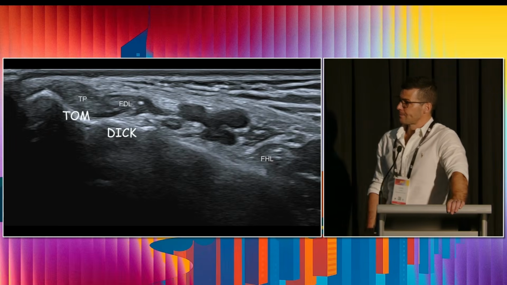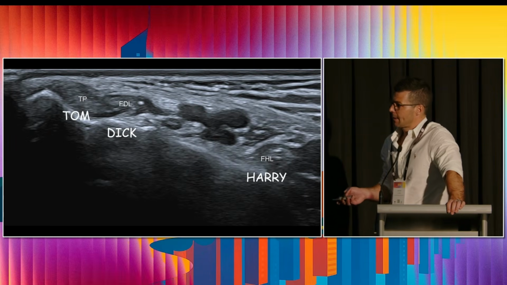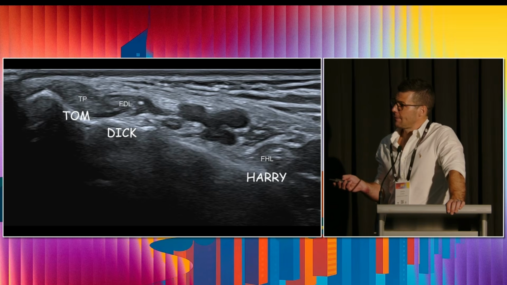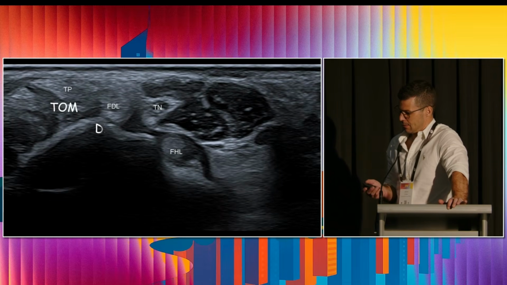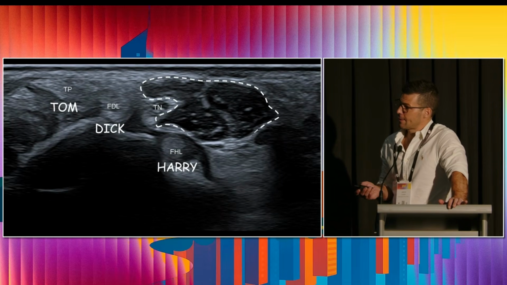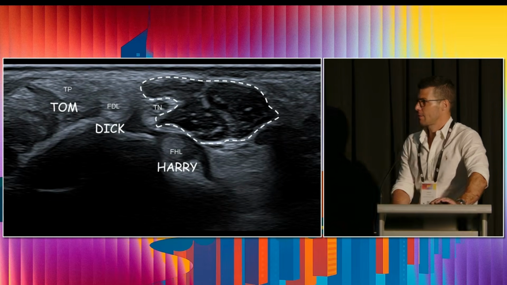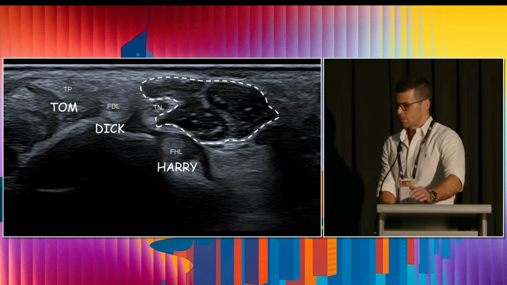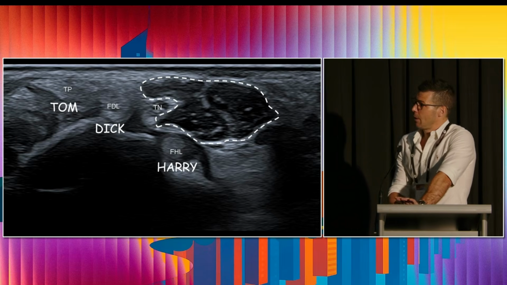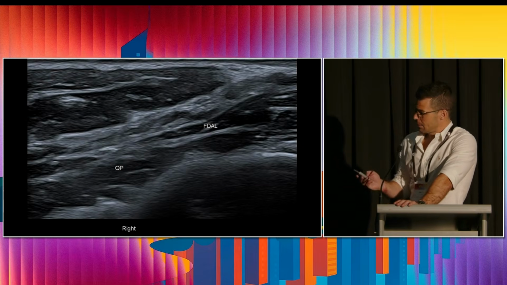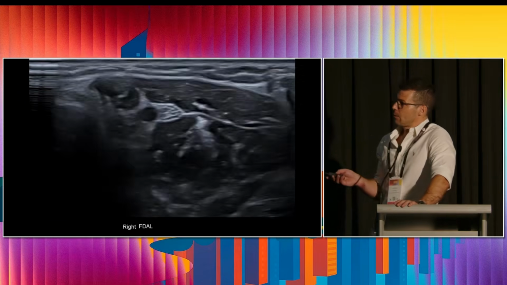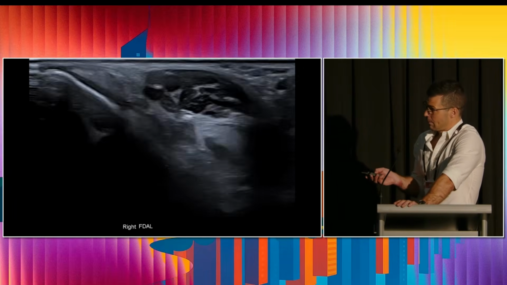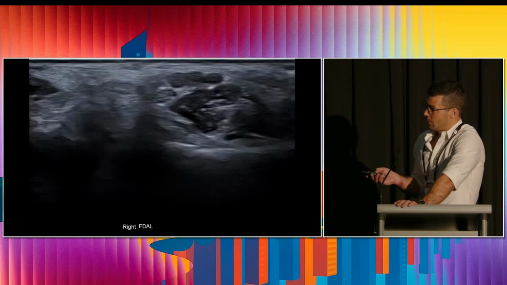In the tarsal tunnel, our main occupants are Tom, Dick and a nervous Harry: tib post, FDL, tibial nerve and FHL. And on occasion, we can have a guest within that tunnel, a flexor digitorum accessorius longus. So this is the most common accessory muscle you'll see in the tarsal tunnel. It has a variable origin, and in this case, it inserts directly into the quadratus plantae muscle. And note its very close and intimate relationship with the tibial nerve. This is the FDAL, that's the tibial nerve.